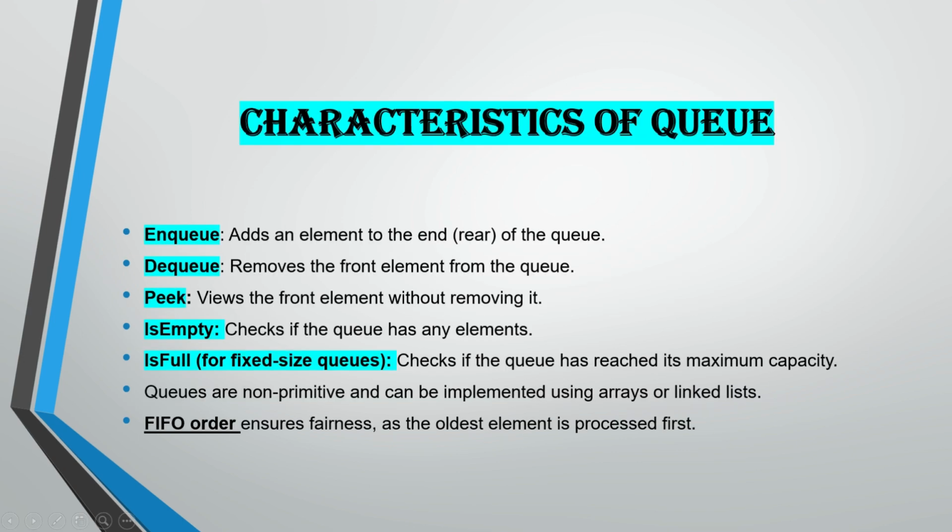Let us see the characteristics of a queue. Enqueue, dequeue, peek, is empty, is full. Enqueue adds an element to the end of the queue. Dequeue removes the front element from the queue. Peek views the front element without removing it. Is empty checks if the queue has any elements. Is full checks if the queue has reached its maximum capacity.